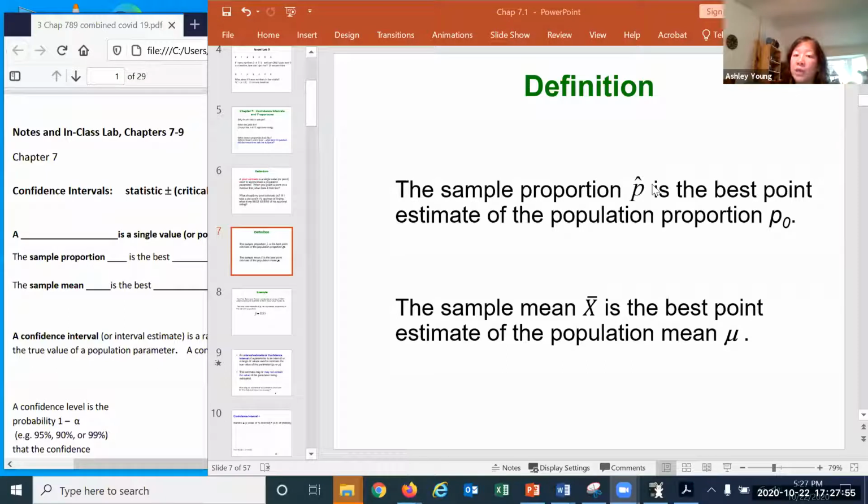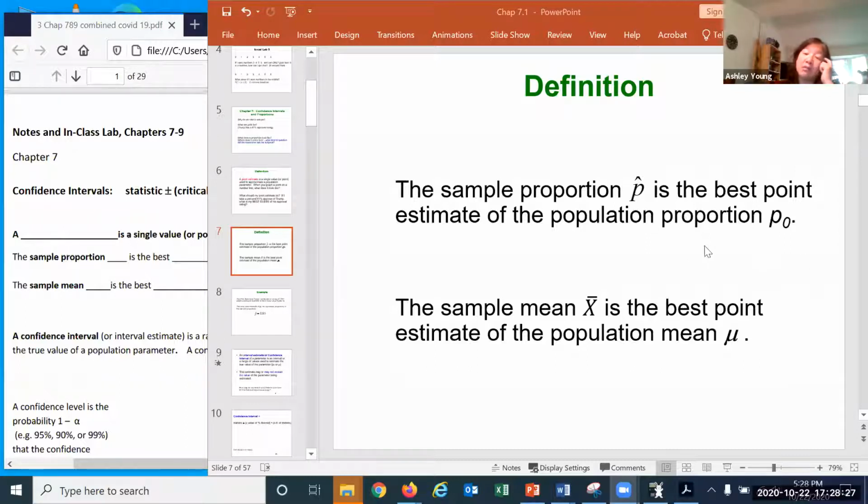So our sample proportion p hat, the proportion we got from our sample, is the best point estimate of the population proportion p naught. I'll usually call this p, but your book may call it p naught. They mean the same thing. Some people call it p, some people call it p naught. It means your population proportion. This is a parameter for the population. The sample statistic, p hat, is my best guess at the parameter.